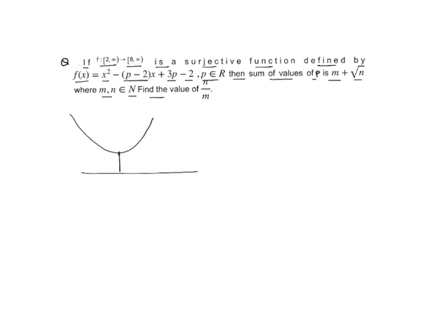To solve this one, first we'll draw the graph of f(x). We know f(x) is minimum at x equals minus b by 2a. So minus b by 2 is (p minus 2) divided by 2, as a is 1. So x equals (p minus 2) divided by 2. Now there are two possibilities. (p minus 2) divided by 2 is less than 2. That means 2 is lying on the right hand side. So the graph is from 2 to infinity, about 2 only.